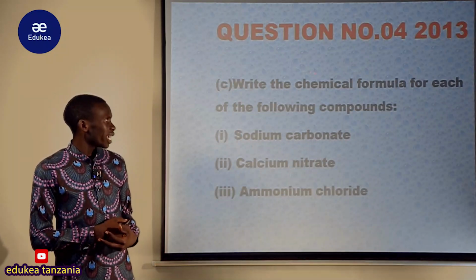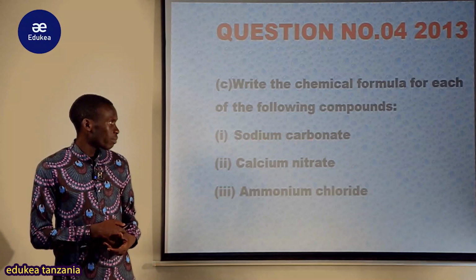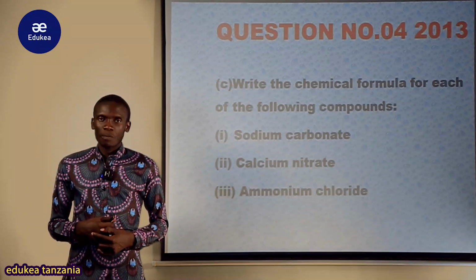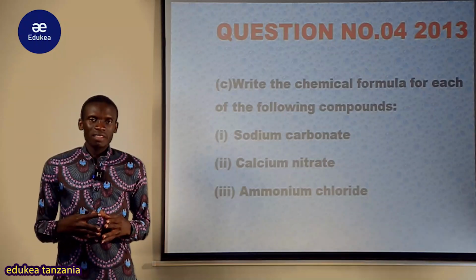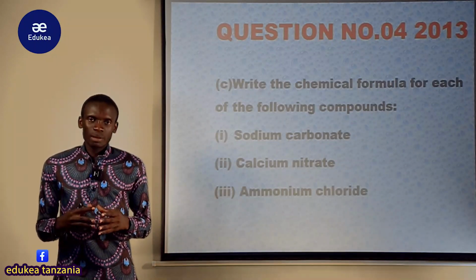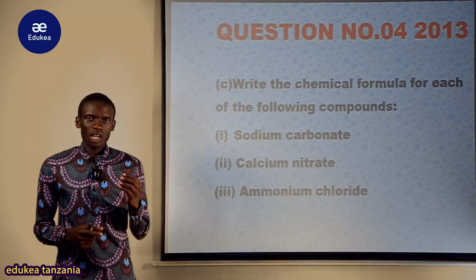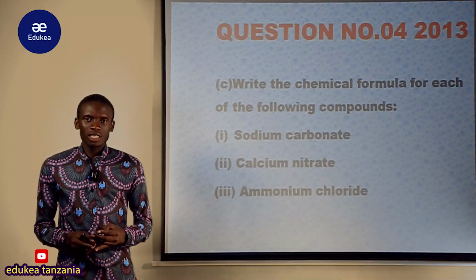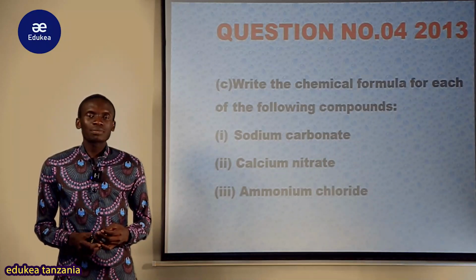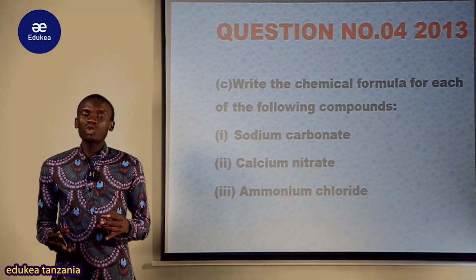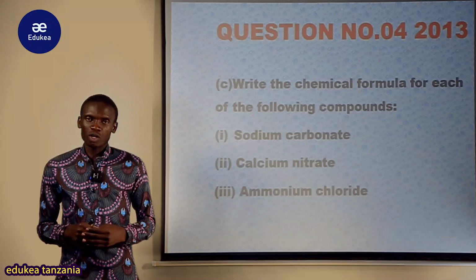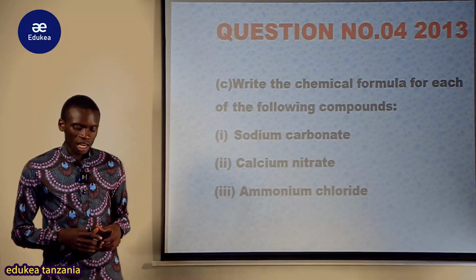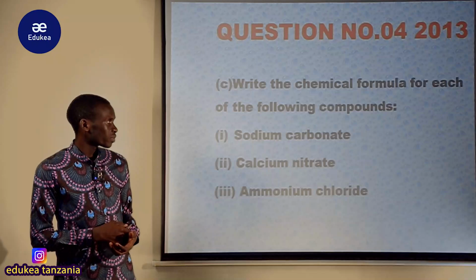Then the last one was: write the chemical formula for each of the following compounds: sodium carbonate, calcium nitrate, and ammonium chloride. So this was for a student to know how to write the chemical formula, the steps involved in writing chemical formula for a compound. Ile ujue kwamba ujue kuandika symbols of element, ujue valence of element. Ukishajua valence of element, pia ujue namna gani sasa kuzicombine zile element kutengeneza a chemical compound, na namna gani sasa utazipresent kwenye chemical formula respective to each compound. So this is the question.